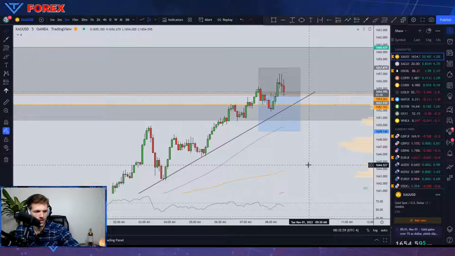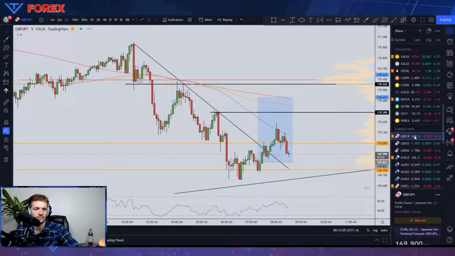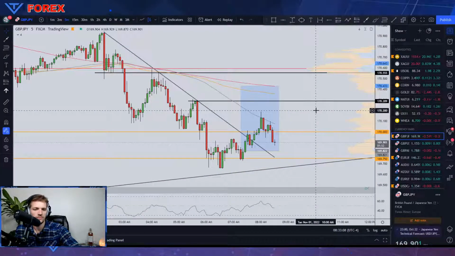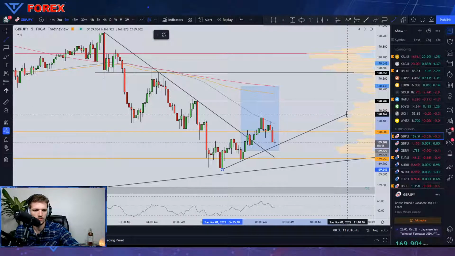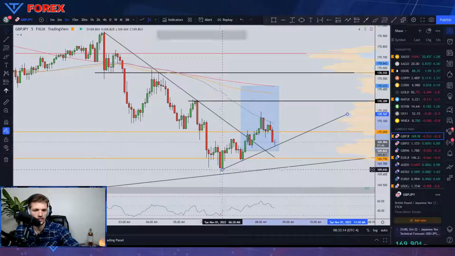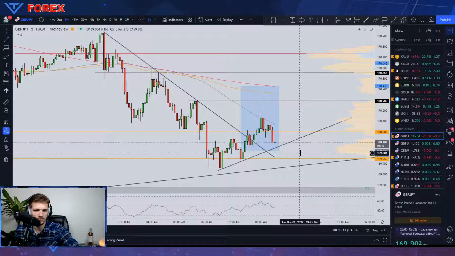I'm feeling a nasty nosedive for gold. What do you think? Here we go, pound yen. Here we go. Creating a higher low in here. I guess not quite, technically. Right around it.